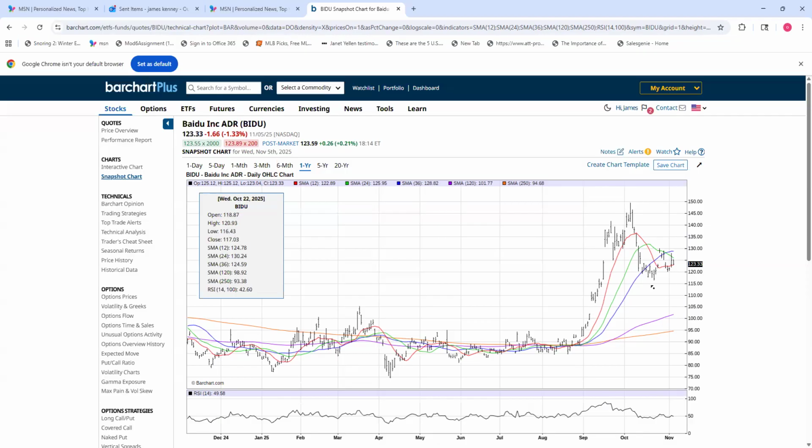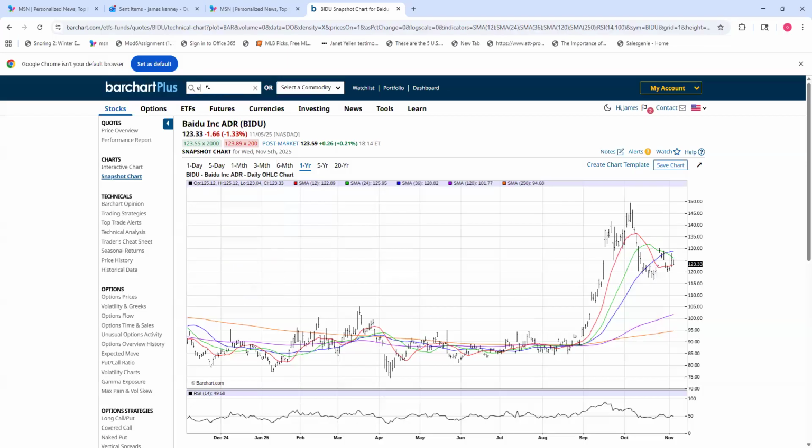Now you had the pullback. Now you had a pop. Now it's trying to make a turn possibly here. So if we can take out 130, this thing's back on the bicycle. If it takes out 120, it's going in the soup because there's gaps to be filled. So it's a very critical time for Baidu.